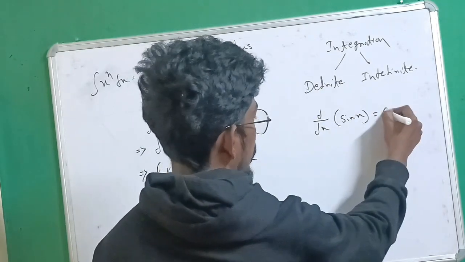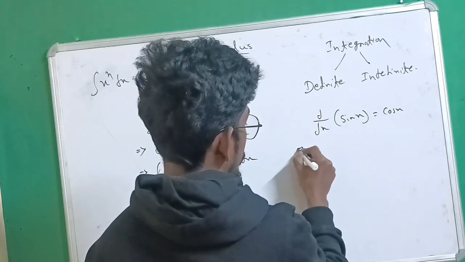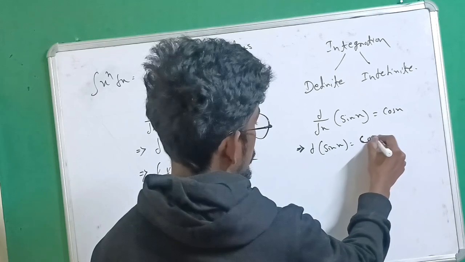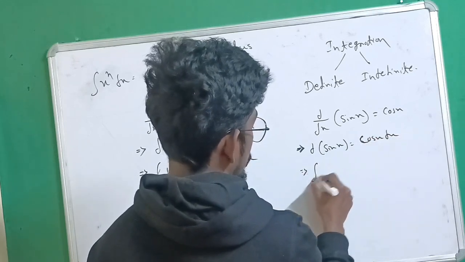What was the differentiation of sin x? It was cos x. Now do the same cross multiplication: d of sin x equals cos x dx. Now take integration on both sides.